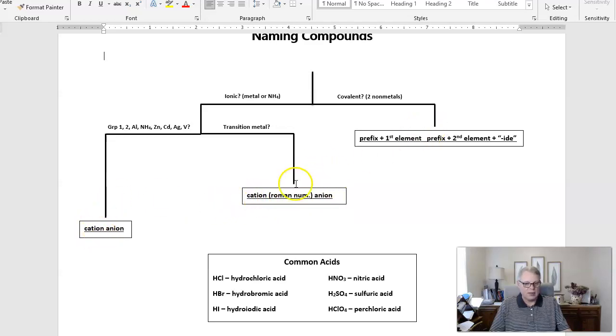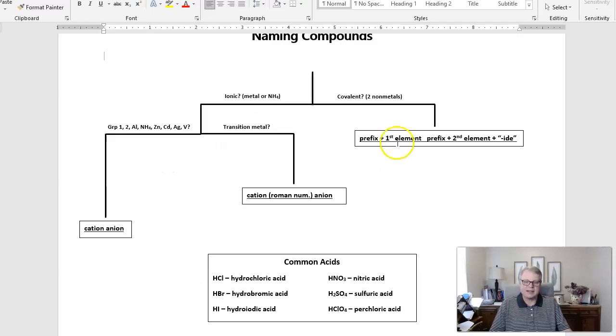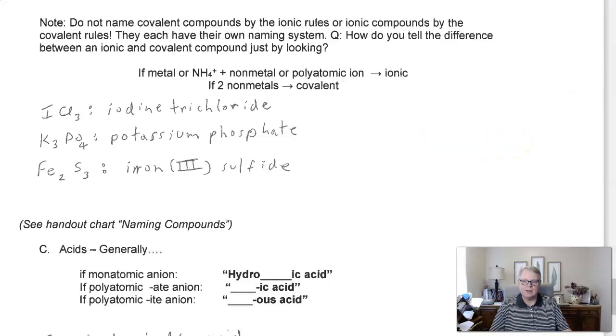So it's actually three different systems here instead of just one. But if you follow the flow chart, you should be able to name anything we throw at you. Okay? Well, let's try. ICl3. Don't look at the name. ICl3, is it ionic or covalent? Well, it's covalent because they have 2 nonmetals, right? So how do I name a compound with 2 nonmetals? Prefix, prefix, -ide. So ICl3 would be iodine trichloride. Tri means 3. Iodine trichloride.